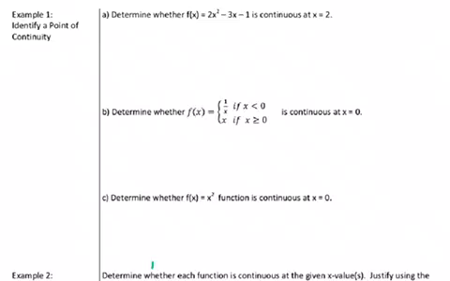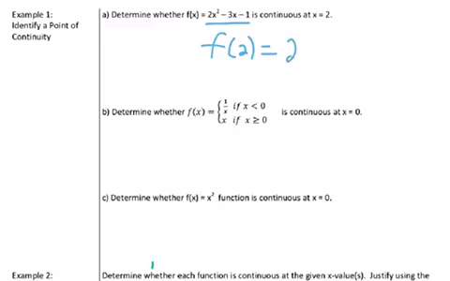Determine whether f of x equals 2x squared minus 3x minus 1 is continuous at x equals 2. Well, we look at the type of function and we see that it's a quadratic, and so we know quadratics are continuous functions. They have a domain from negative infinity to positive infinity, or a domain of all real numbers. So there's no gaps or vertical asymptotes or jumps that would cause the graph to be discontinuous. But to prove this, the test that we're running is plugging the number in and showing that we get a real number output.